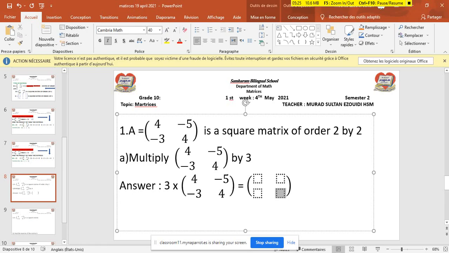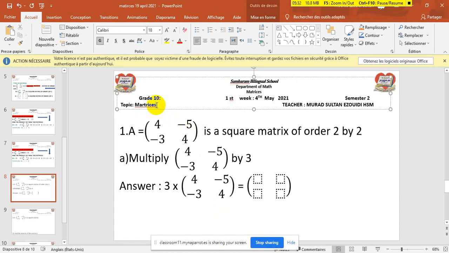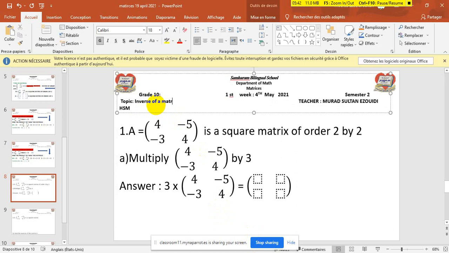This lecture is dealing with inverse of a matrix. The title of our lesson today is inverse of a matrix. But before that, my daughters, I will write it here again: inverse of a matrix.